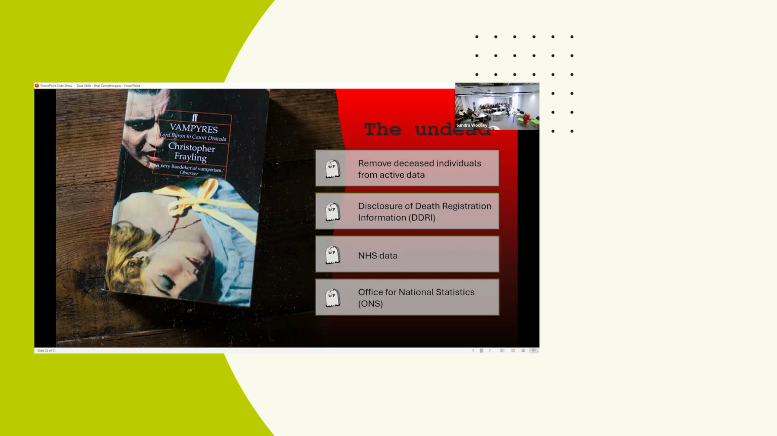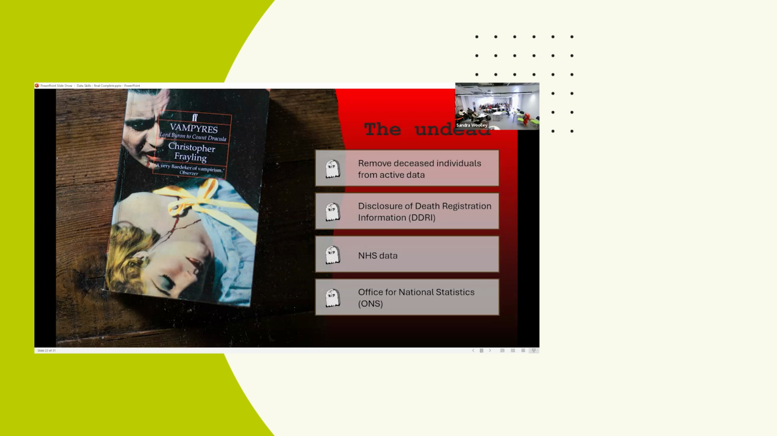And so the ways that you can do that, one of the third-party data sources you can access is the DDRI, Disclosure of Death Registration Information. That comes from the UK registry offices, where they obviously record births, deaths and marriages. That's the most efficient way of finding out about deceased people, is from that data set. But it can be expensive.